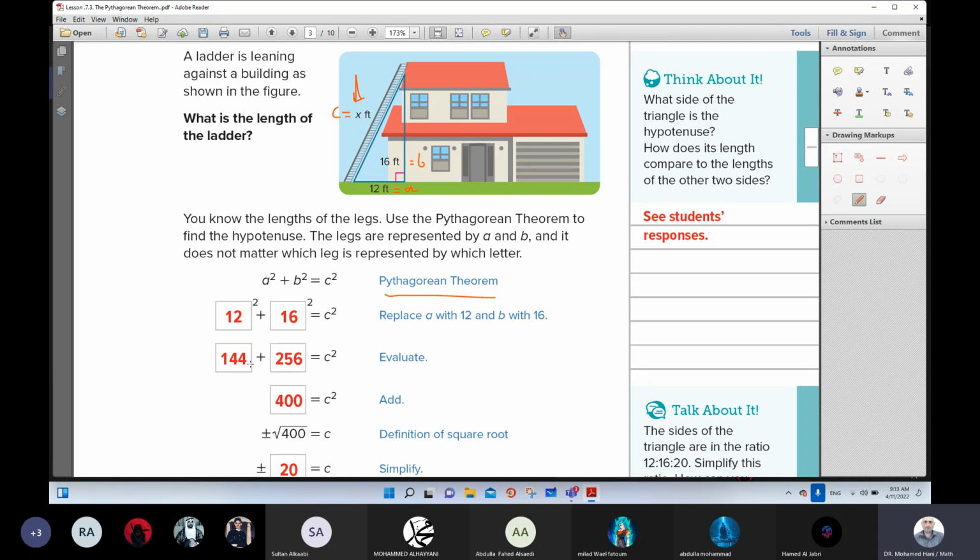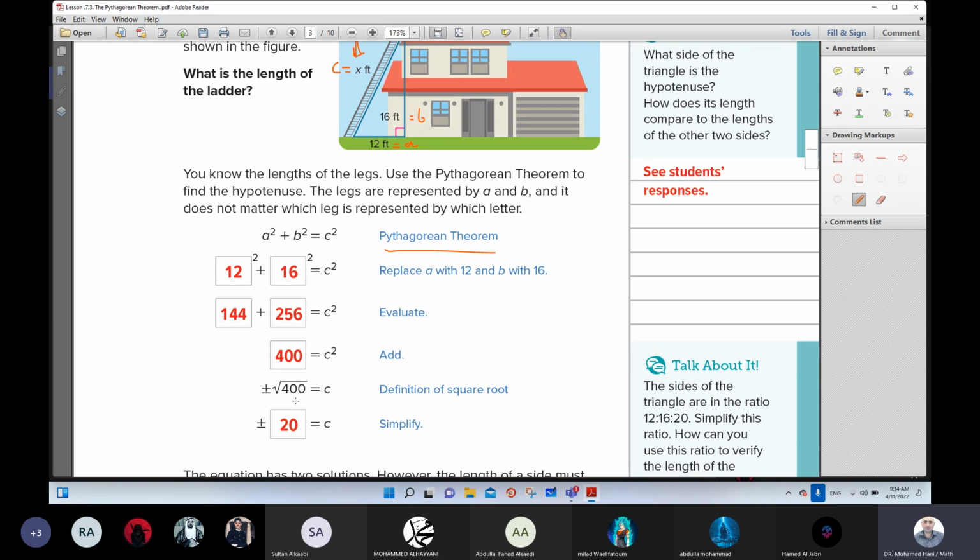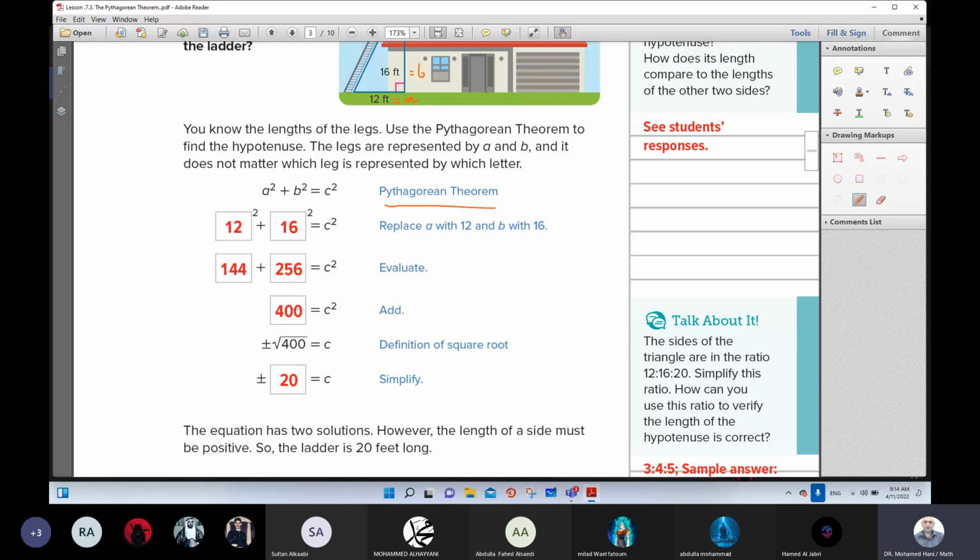You can add 144 plus 256, which is 400. How to find the value of C? Take the square root of 400. The square root of 400 is 20, and we have two values, negative 20 and positive 20.